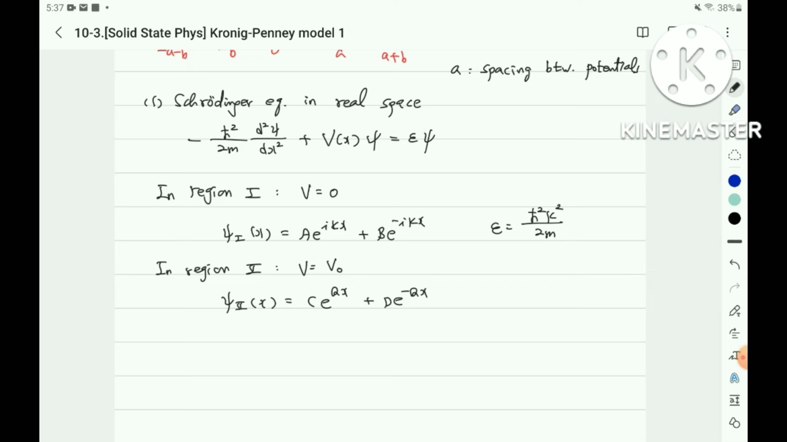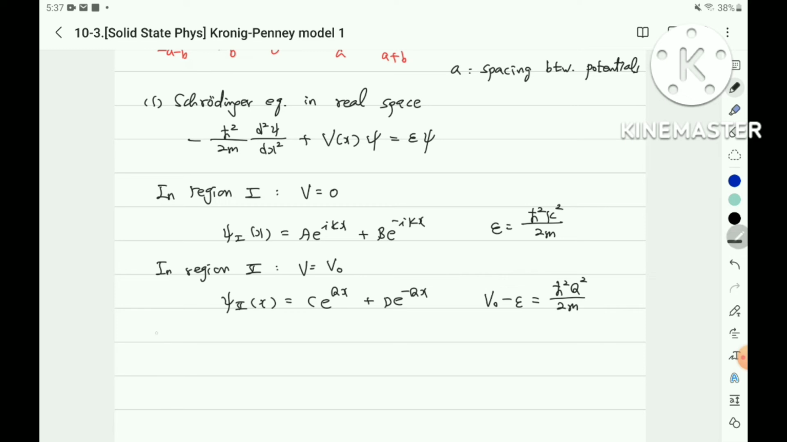And here, because we assume that the energy is lower than the potential energy, this dissipation occurs. When the energy is higher than the potential energy, it is like a free particle. In this case, h bar squared over 2m times q squared equals V0 minus epsilon. Let's assume that q is the wave number in this potential barrier.